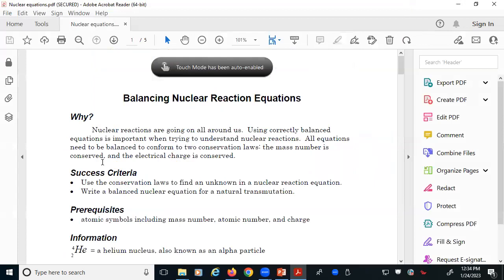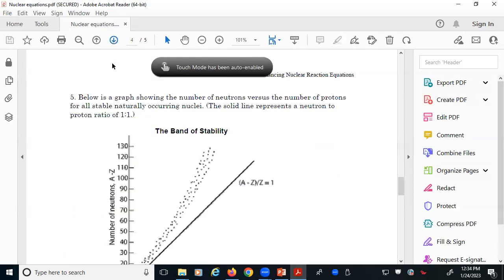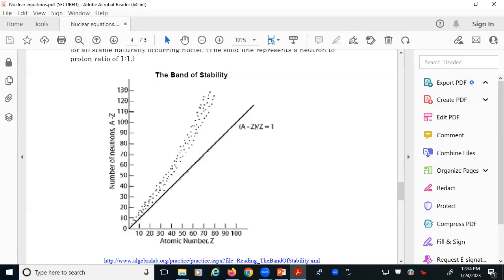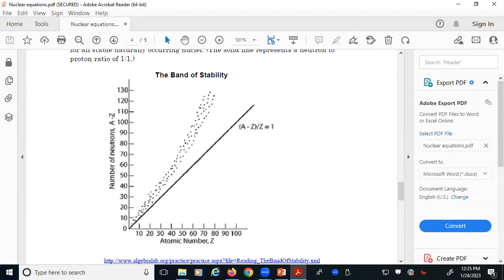So this idea of stability, this is the graph I was referencing yesterday. This is the band of stability. This series of black dots represents stable nuclei, basically any stable nucleus. And the point of this black line here is just a quick reference to where the one-to-one ratios are.